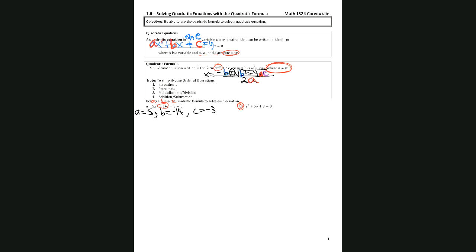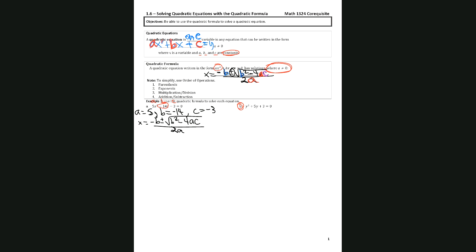Okay, so every time I use the quadratic formula, I write it down just to make sure that I do my substitution correctly. And if you do this, it will also help you memorize it. Remember, not all teachers will allow you to use the quadratic formula.